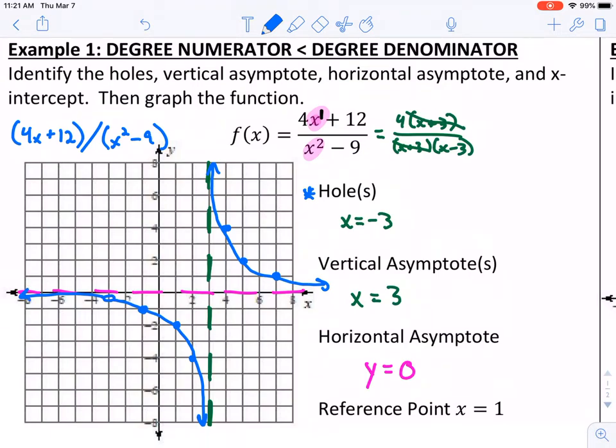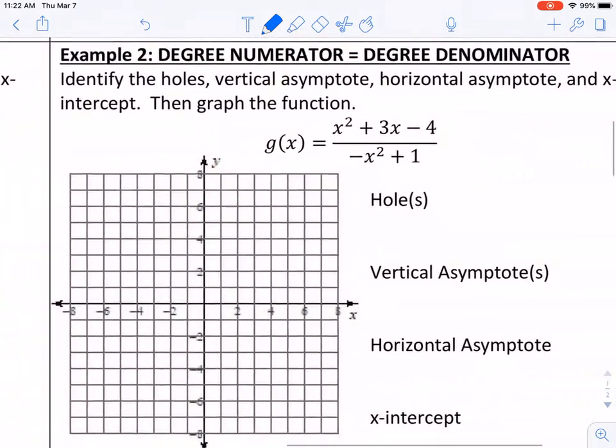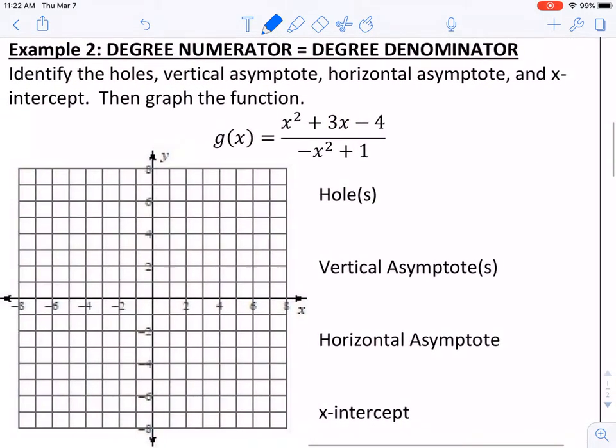Okay? And notice that the curves do not cross the asymptotes. They're like force fields. Can't cross them. Okay? So, there's your graph. You have all the pertinent information: holes, vertical asymptote, horizontal asymptote, and when you draw it, you have to put that hole in. Okay? Now let's look at the second example, when the degrees are equal to each other.